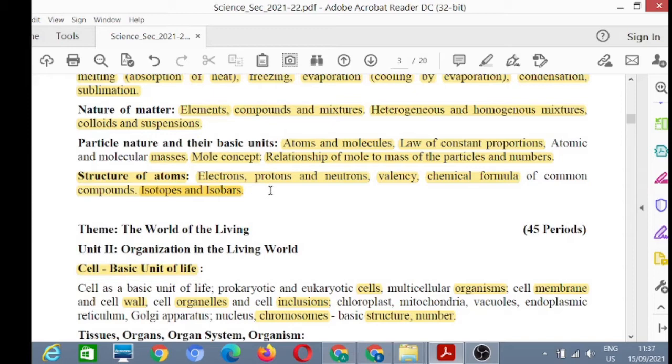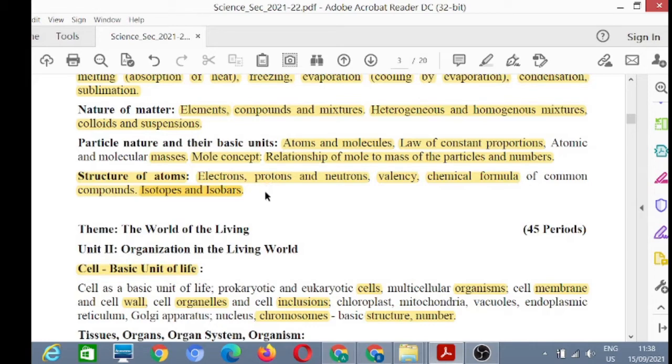So examples of isotopes are hydrogen 1, hydrogen 2, hydrogen 3. Now hydrogen 1, hydrogen 2 and hydrogen 3 have same atomic number but different atomic mass. Hydrogen 1 has atomic mass of 1, hydrogen 2 has atomic mass of 2, hydrogen 3 has atomic mass of 3.